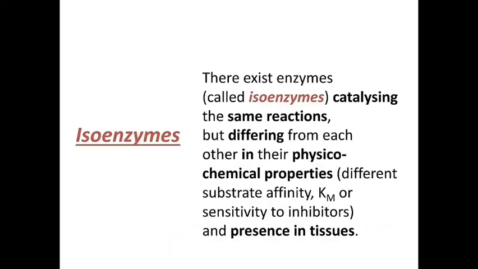Now there are many enzymes which catalyze the same reactions. Those enzymes are known as isoenzymes, but they differ from each other in their physiochemical properties. That is, they have different substrate affinity, a different Km or sensitivity to inhibitors, and they are present in different tissues.